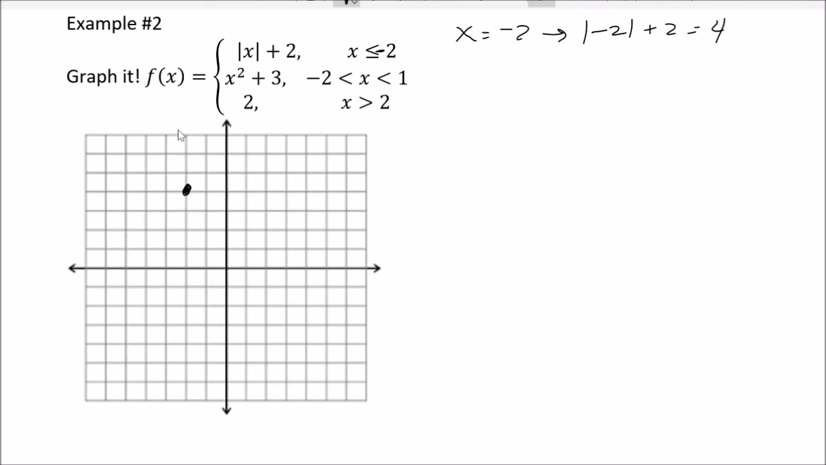I'm not sure. And so, y'all, one of the things I've seen in the past when I grade these, people go, oh yeah, I know that makes a V. So boom, there's a V, and they call it good. No, no, no, no. That cuts off at -2. You can't do that.